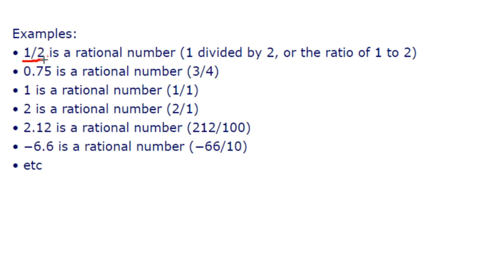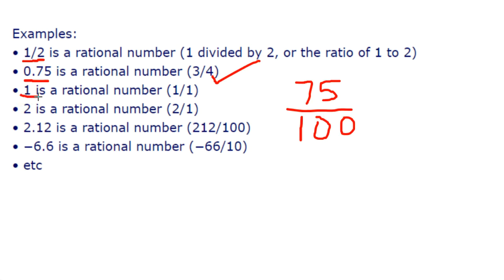For example, if I talk about the number 1 upon 2, it is a rational number. In other words, I can say that 1 is divided by 2, or it is written as the ratio of 1 is to 2. Similarly, the decimal number 0.75 can also be expressed in the form of P upon Q. So, how will it be? 0.75 can be written as 75 upon 100. If I bring this fraction into lowest form, it will be equal to 3 upon 4. So, we can say that 0.75 is also a rational number.